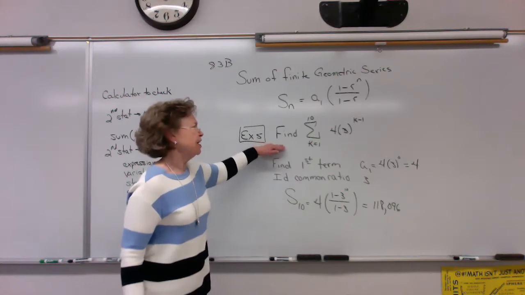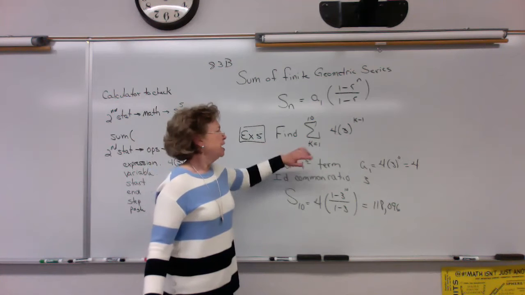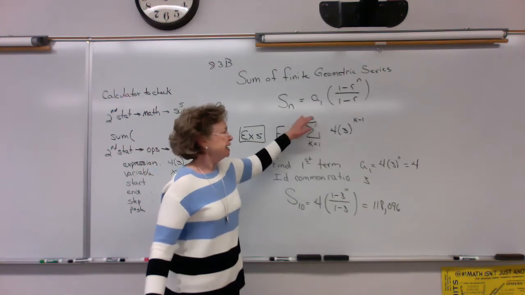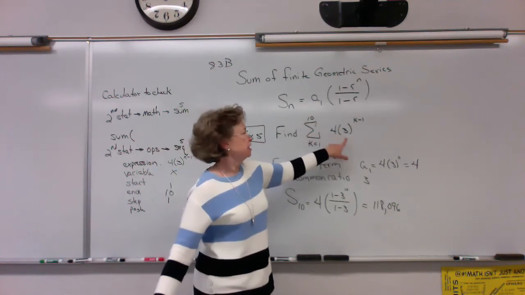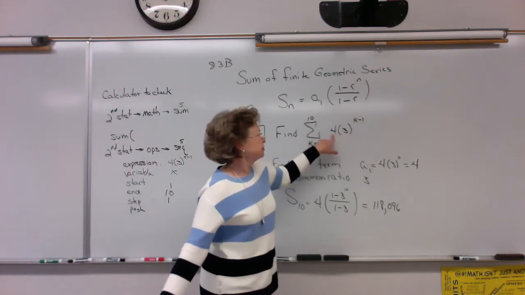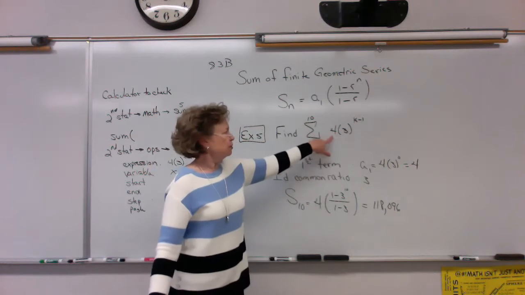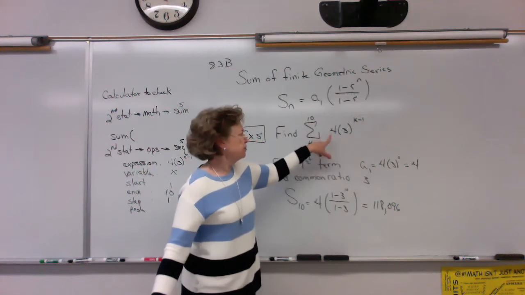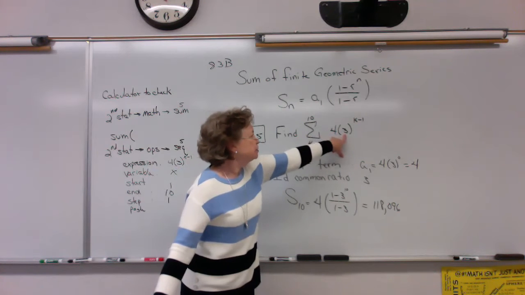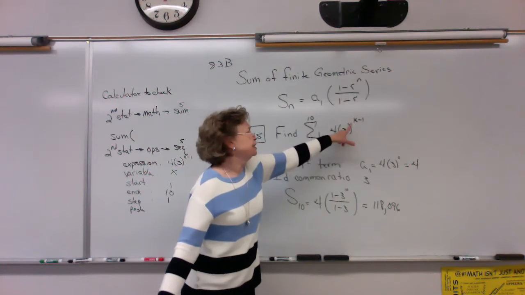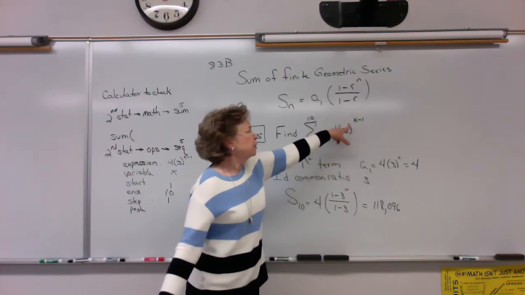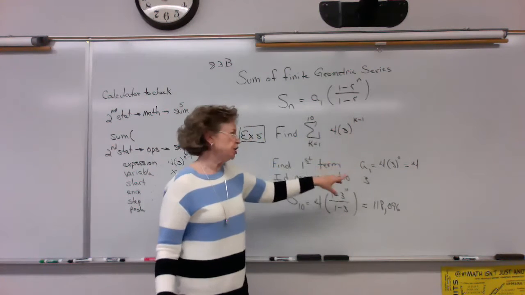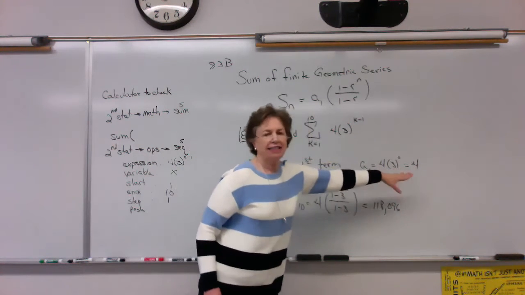So looking at example 5, they asked you to find the sum as k ranges from 1 to 10 of 4 times 3 to the k minus 1. So first is the first term. Well, there it is, as we recognize that formula. So a sub 1 is 4. It's being multiplied by 3 raised to the 1 minus 1 power, which is 0. So the first term is just 4 itself.